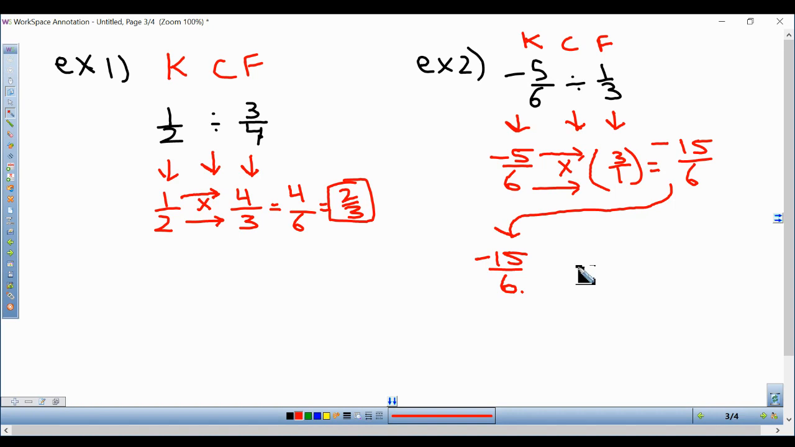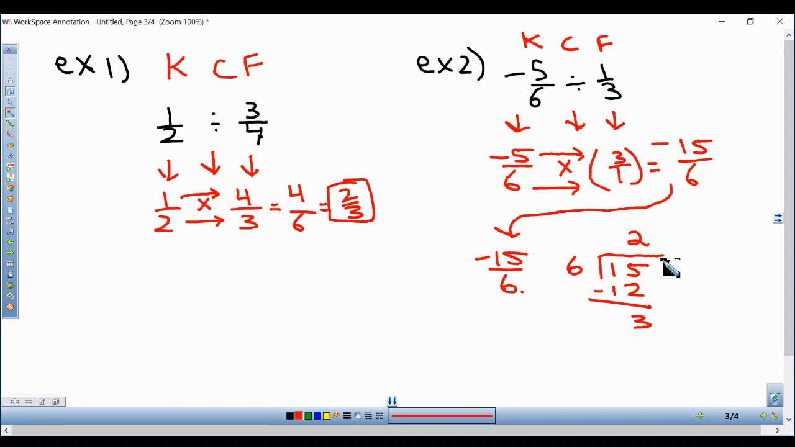So how we do that is what I say in class is top in, bottom out. Put the numerator or the top number inside of the division house, and the bottom number, or the denominator, outside the house. Top in, bottom out. And now this is a division problem. So 6, does 6 go into 15? Yes, it does. It goes in 2 times. 2 times 6 is 12. And 15 minus 12 is 3.